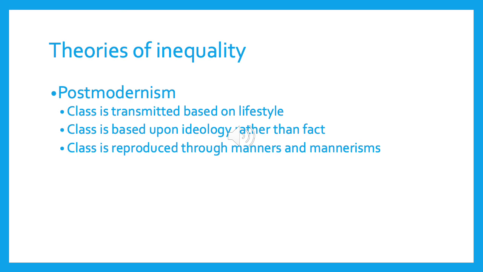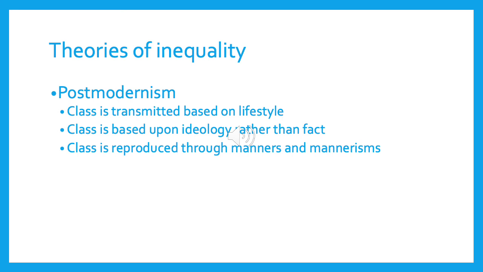And this brings me to my next point, that class is based upon ideology rather than fact. So postmodernists say that it really makes very little sense to say that class is based on income or occupation because, of course, it's impossible to know what someone else's income is, or what someone else's wealth is, or even really how much money someone gets paid for a certain occupation. These things for postmodernists don't matter. What's important is what we believe about our class status, what we believe class means.